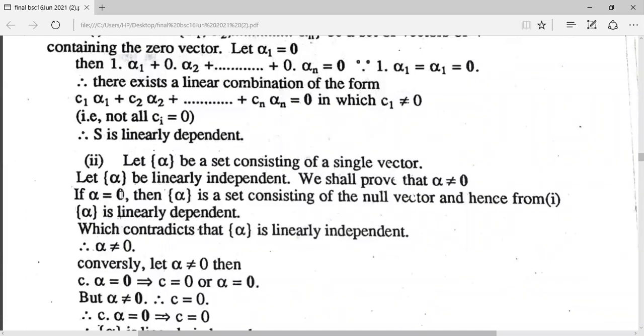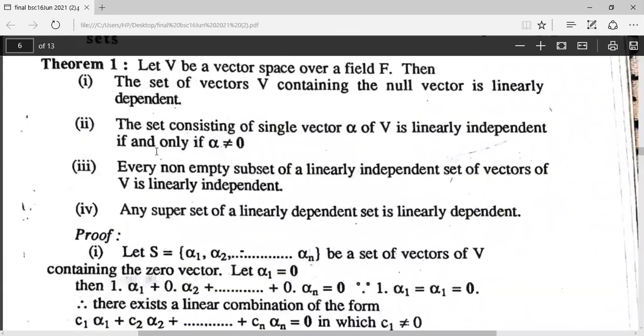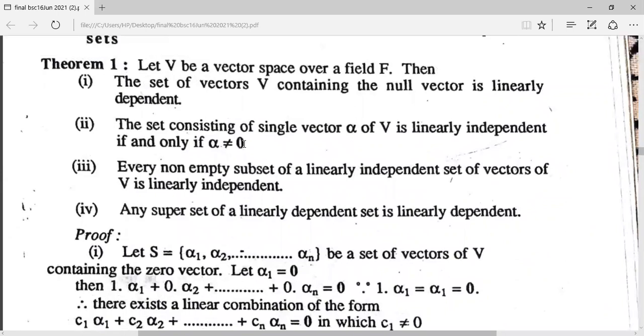If we choose alpha equal to 0, what happens? The set alpha consisting of a null vector is linearly dependent. But we have supposed that alpha is linearly independent. So this supposition, alpha equals 0, is wrong. It contradicts that alpha is linearly independent, hence alpha is not equal to 0. One half of that result is now proved. What is the one half? Suppose it is linearly independent, then alpha is not equal to 0.